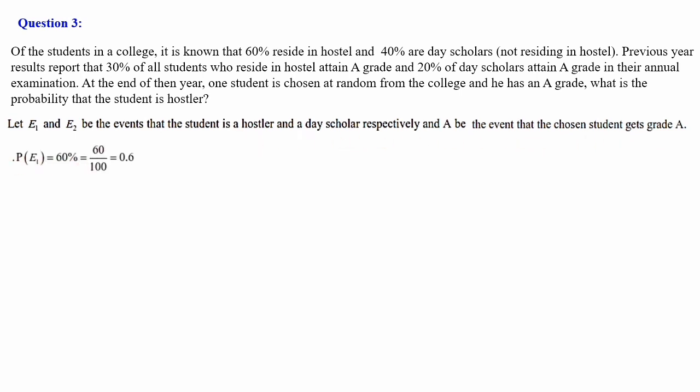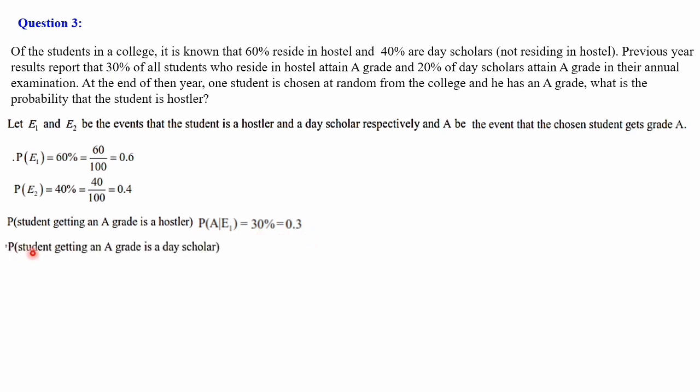Then P of E1, it is given here that 60% reside in hostel. So 60 by 100, that is equal to 0.6. Then P of E2 is 40% day scholars. That is 40 by 100, which is equal to 0.4. Then next is the probability of a student getting an A grade given that the student is a hosteler, meaning P of A given E1. That is 30%, that is 30 by 100, 0.3.